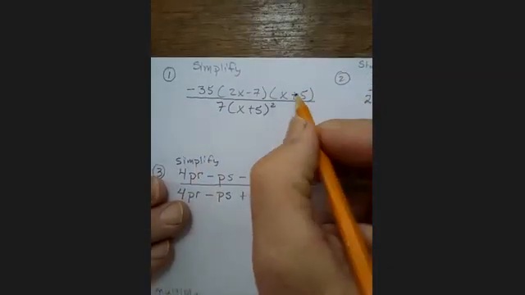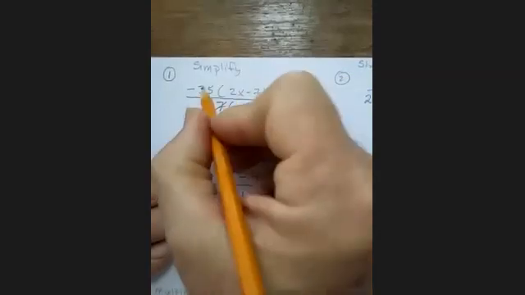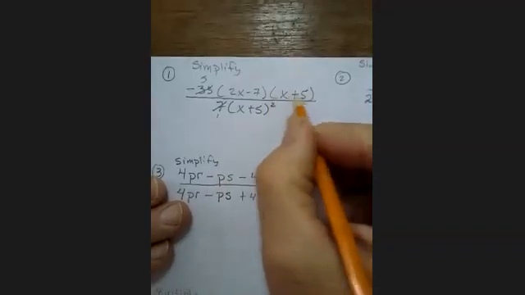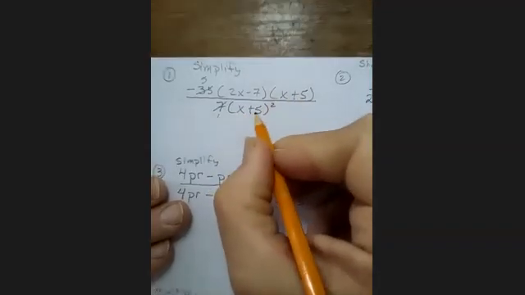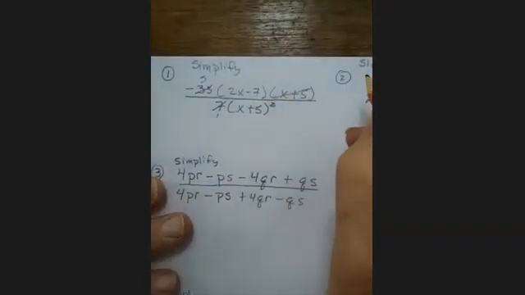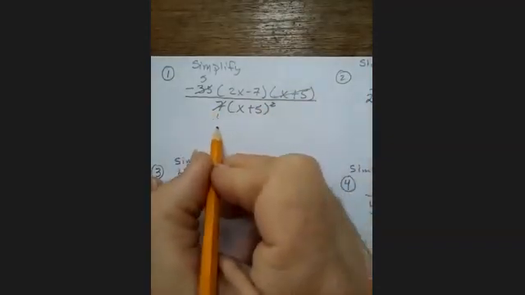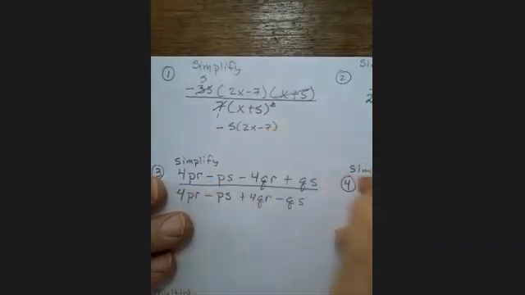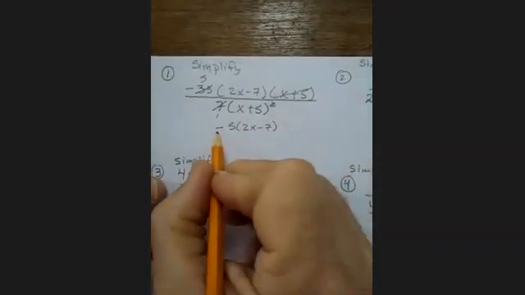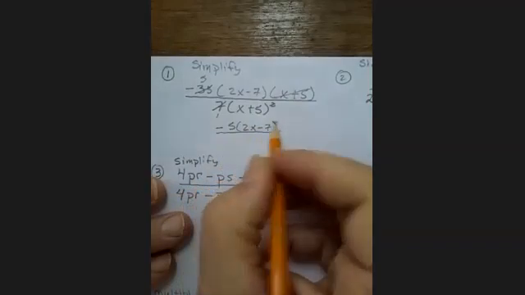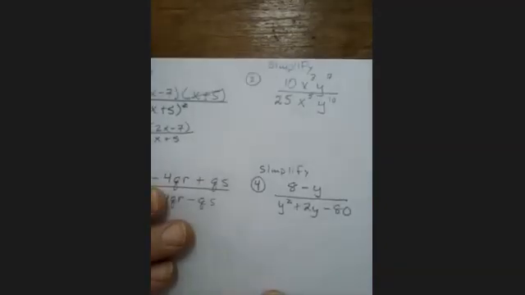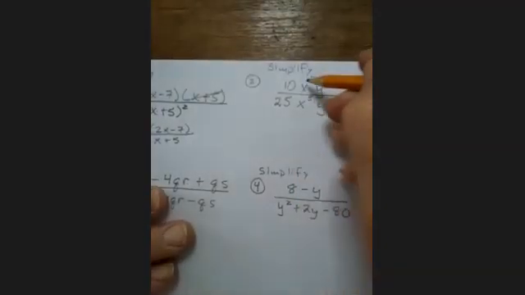All right. So 7 goes into 7 once. 7 goes into 35 5 times. I've got x plus 5, and I have x plus 5 down here, but it's squared, so I can cancel 1 here and 1 up there. What I've got left is negative 5 times 2x minus 7 on the top, and on the bottom you just have x plus 5. And you're done.